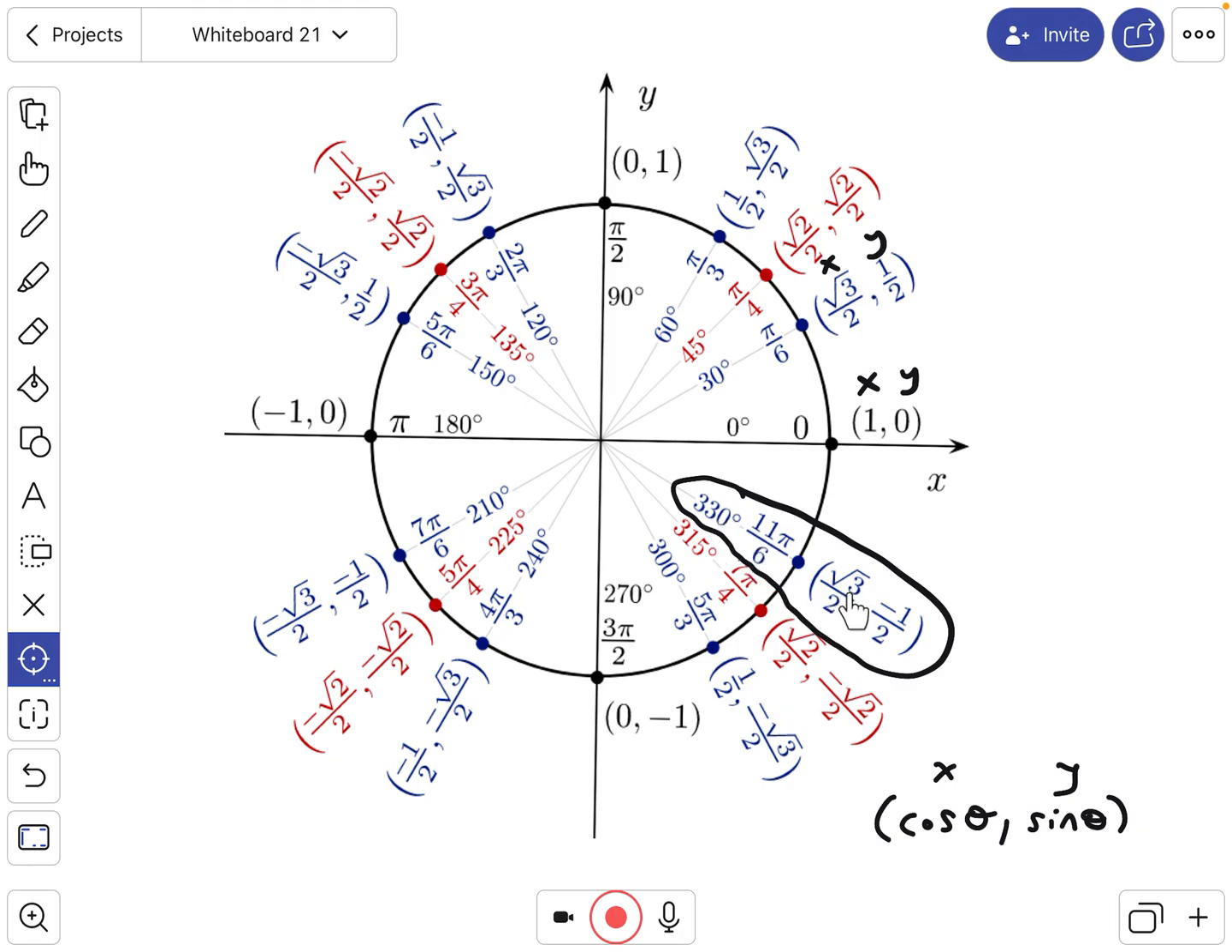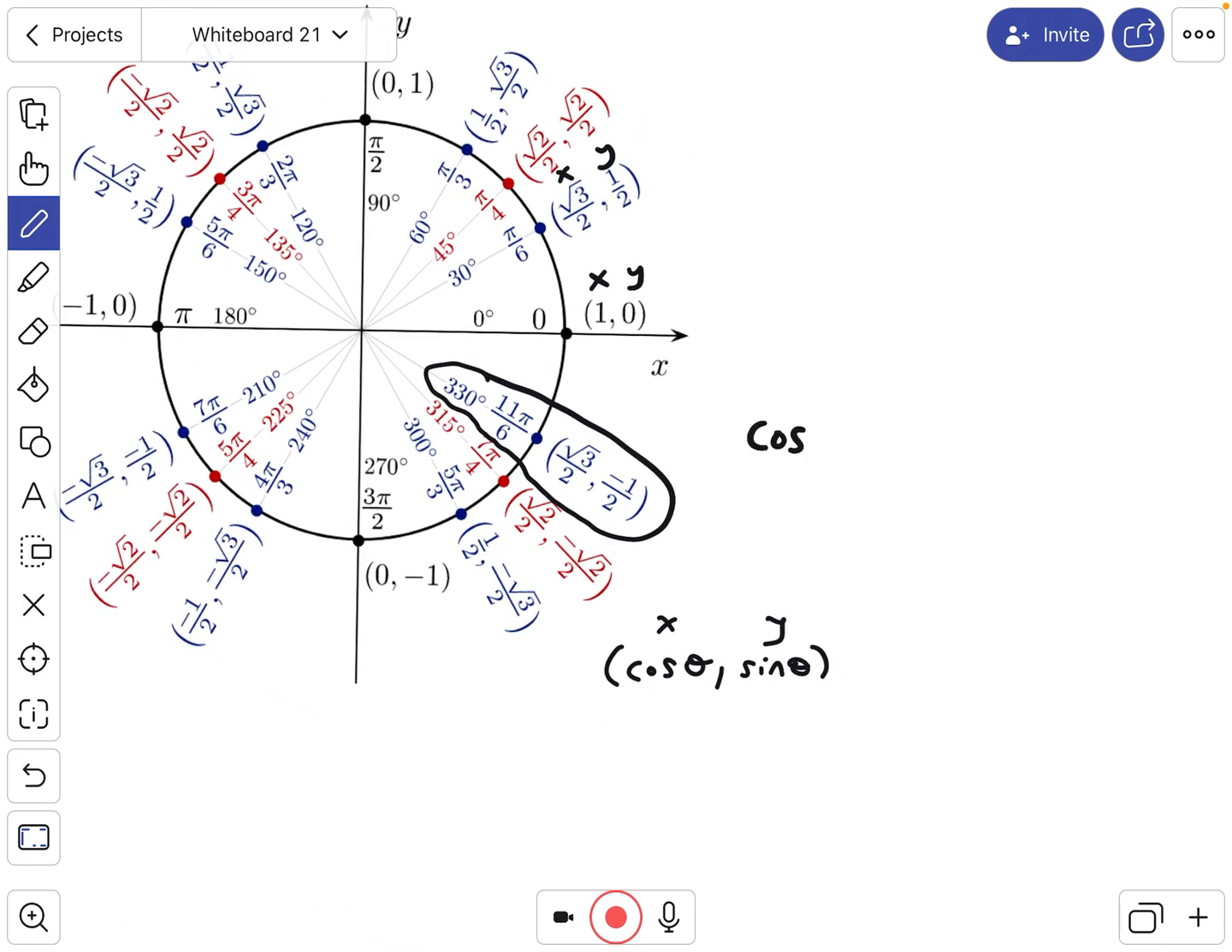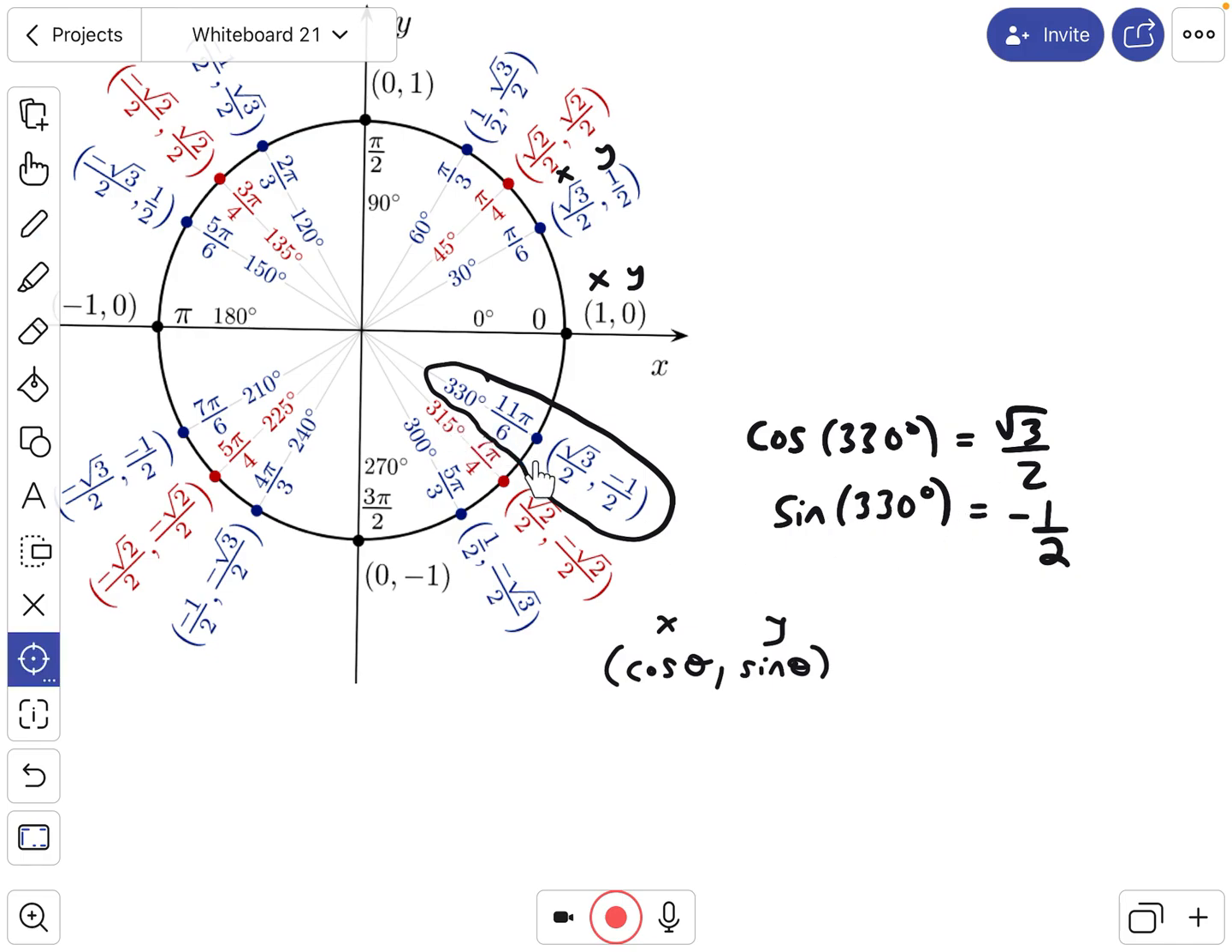And then because this is the x coordinate, that is the cosine of 330 degrees is the square root of 3 over 2. So this would be the cosine of 330 degrees. And this would be the sine of 330 degrees. So a couple of equations that we could create here, just from looking at this specific one, is something like this. And the sine of the same, and we could write the sine of 11 pi over 6, and that would be the same thing as the sine of 330 degrees. But yeah, there's a couple of equations here that we can create just from looking at this here.